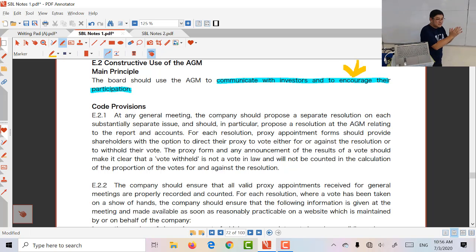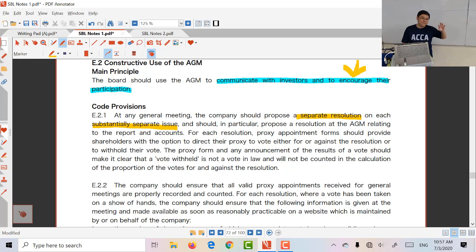But encouraging shareholders to come is very important. Because if your AGM has no shareholders who come and give their views, it's going to be very sad. So that's why we need the shareholders to be engaged. Now, during the AGM, the proposed resolution has to be a separate resolution for every substantial issue. I think that's quite straightforward. It's about being fair.